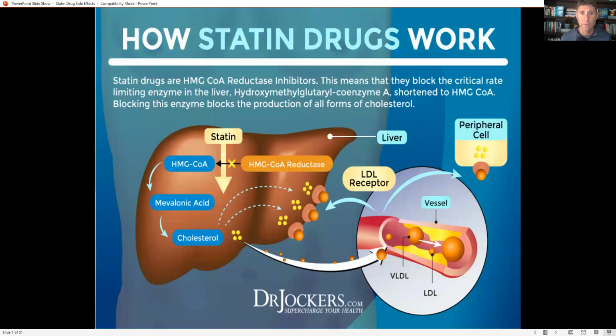And so again, statin drugs are HMG-CoA reductase inhibitors. That means that they block the critical rate limiting enzyme in the liver. It's hydroxymethylglutaryl coenzyme A, shortened to HMG-CoA. And it blocks that enzyme, and it blocks the production of cholesterol.